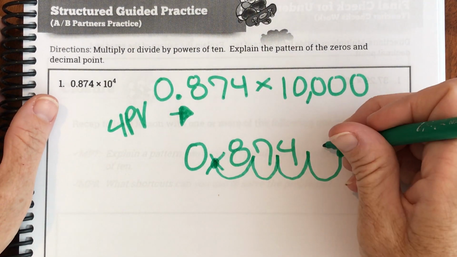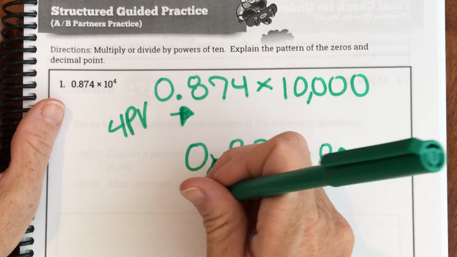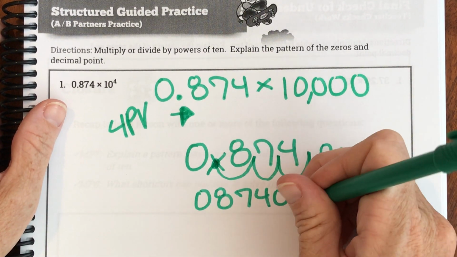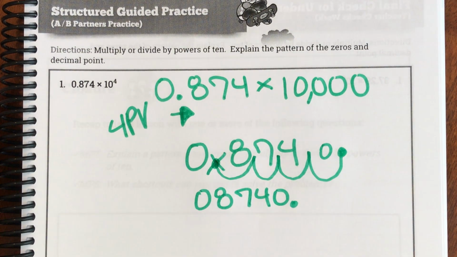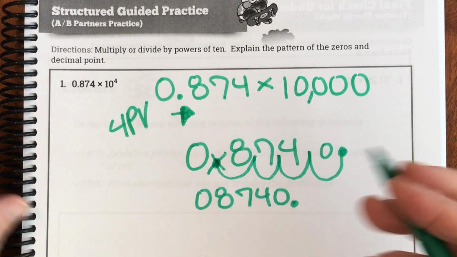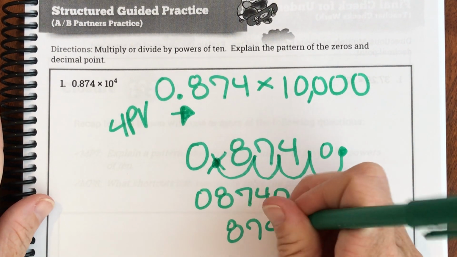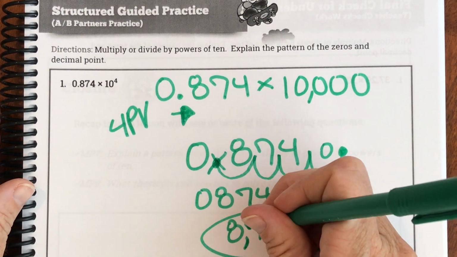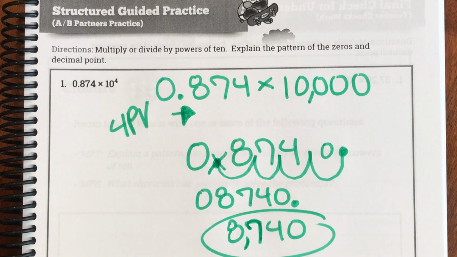So we can fill in our empty spot with a 0. So we have 0, 8, 7, 4, 0 decimal. Okay, if this is a whole number, I don't really need the decimal at the end, and I probably wouldn't have this in the front. So this is the same as 8,740. That would be my answer, and that would be the correct way to write it.